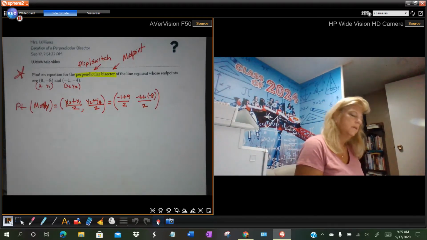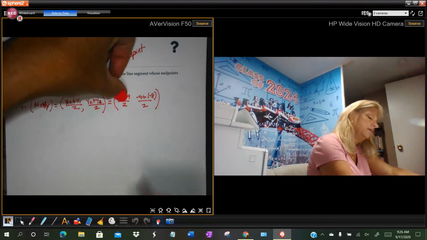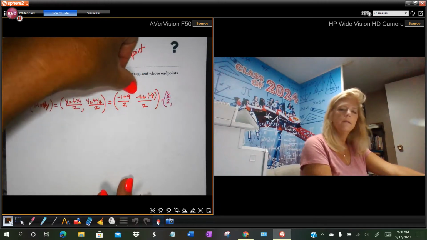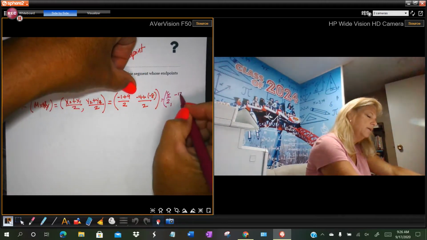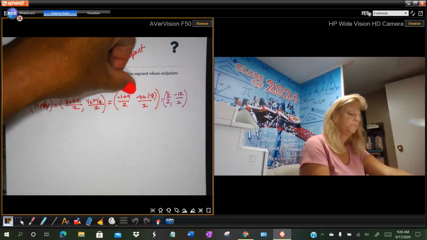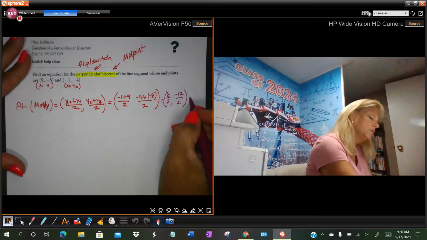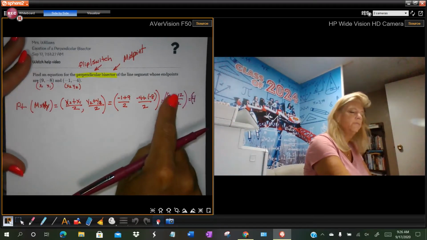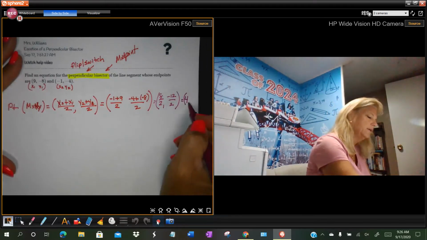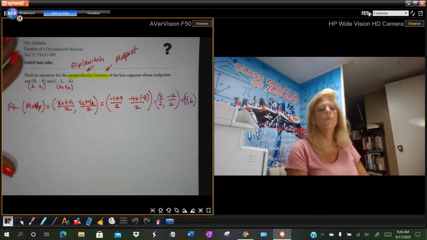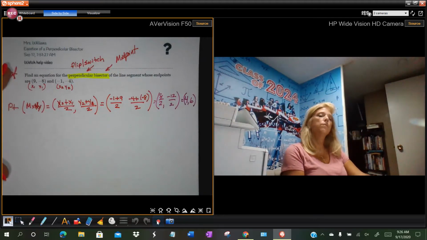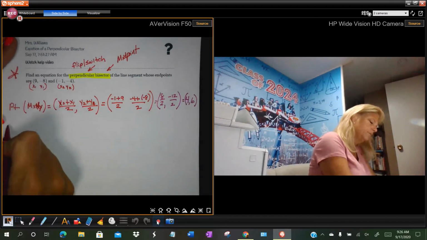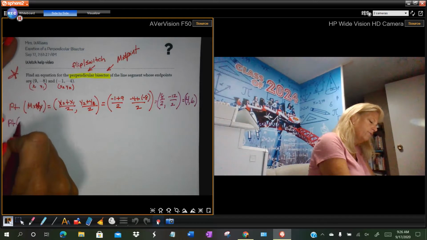9 minus 1 is 8 divided by 2. And negative 8 minus 4 is negative 12 divided by 2. And we can simplify that one more time. 8 divided by 2 is 4. And negative 12 divided by 2 is simply negative 6. So we got our point, the point the bisector goes through that cuts it into two equal parts. So the point I'm going to use is (4, -6).